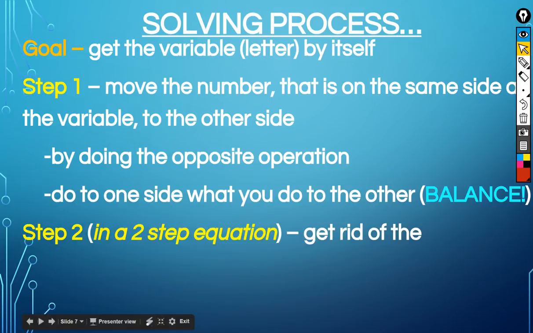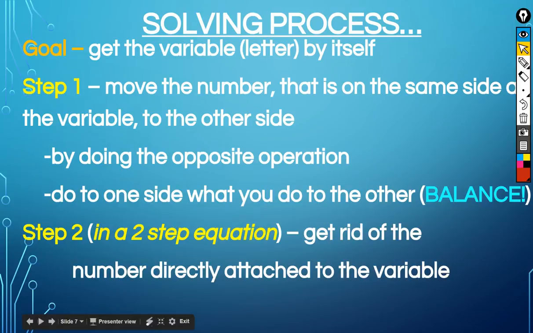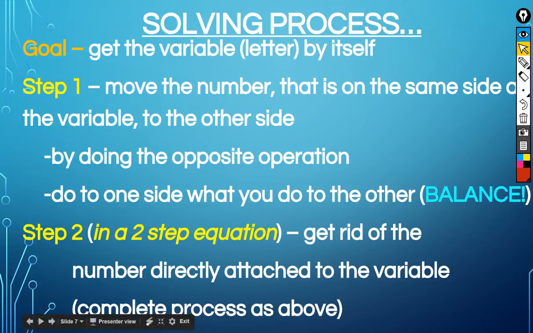And then step 2 in a two-step equation, get rid of the number directly attached to the variable. So directly attached to the variable, that would be like 4x, 4 times x. And there is a two-step equation example in the examples from earlier. So make sure that you write this down or screenshot this and save it, and you can use this for the rest of the problems that were on your homework or whatever we're doing in class. And then complete the process as above.